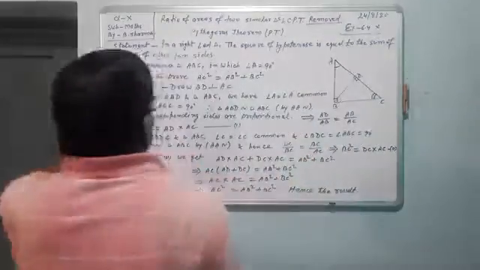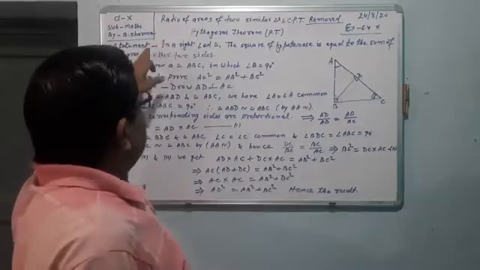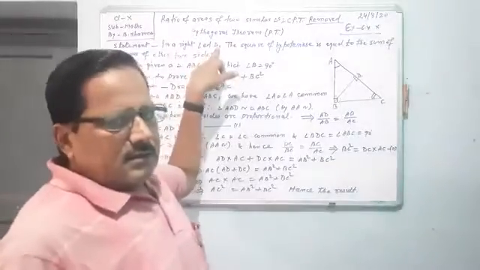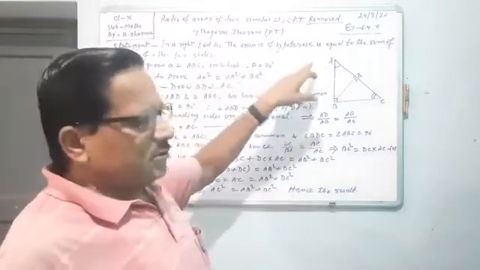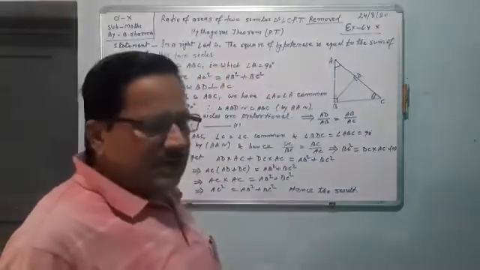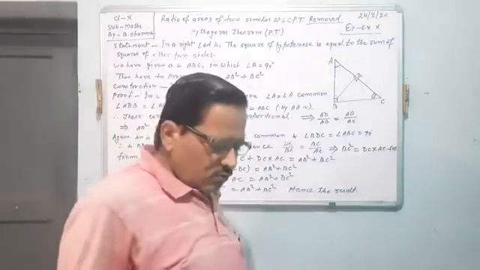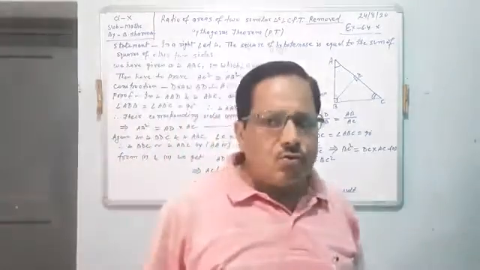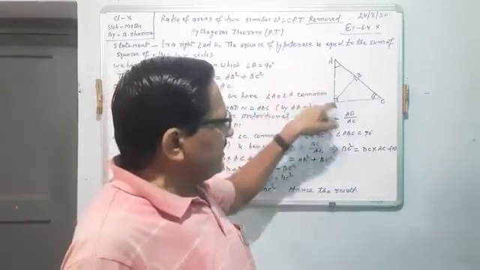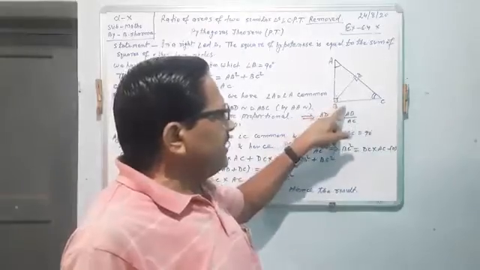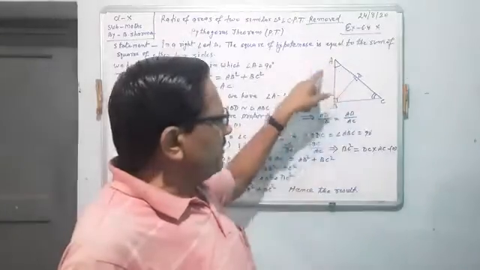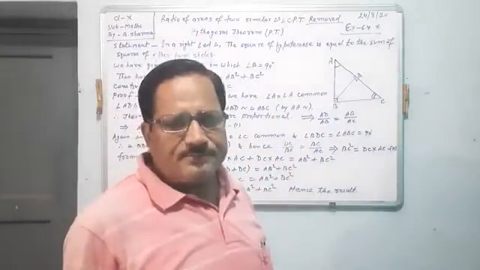Now, Pythagoras theorem. The statement is that in a right angle triangle, the square of the hypotenuse is equal to the sum of the squares of the other two sides. Suppose we are given a right angle triangle ABC, right angle at B. Then we have to prove AC square equal to AB square plus BC square.